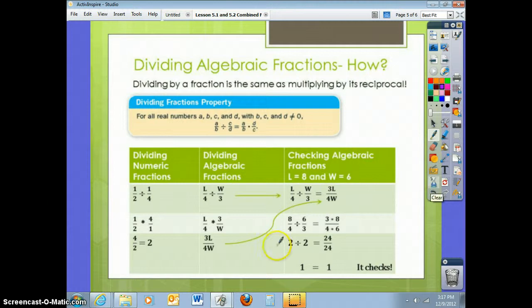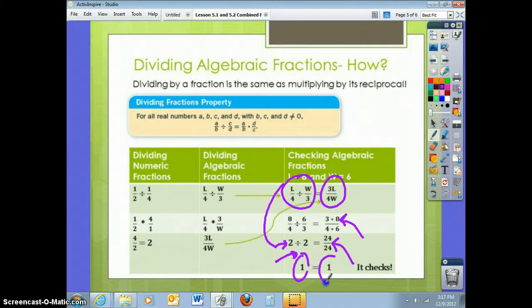Okay, so 8 over 4 is obviously 2, and 6 over 3 is obviously 2. So our original equation has simplified down to 2 divided by 2. And obviously 2 divided by 2 is 1. Our equation as a result of our division, 3L over 4W, became 3 times 8 over 4 times 6, which is 24 over 24, which is also 1. So our division of the algebraic fractions was correct.